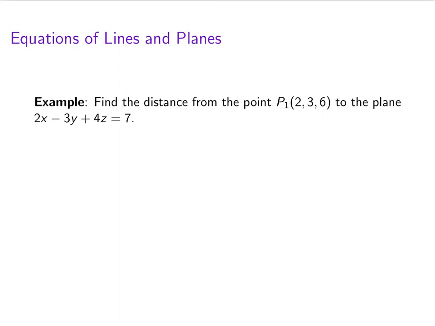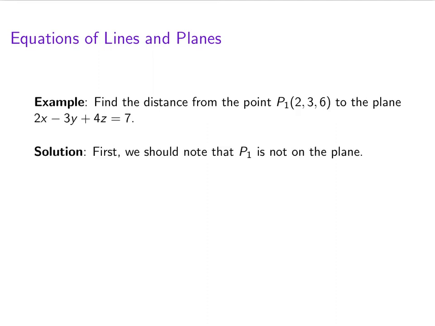Hello, calculus fans! Let's find the distance from the point (2, 3, 6) to the plane 2x - 3y + 4z = 7. Now the first thing we should do is note that this point is actually not on the plane. If it was on the plane, the problem would be pretty easy. The distance would be 0.